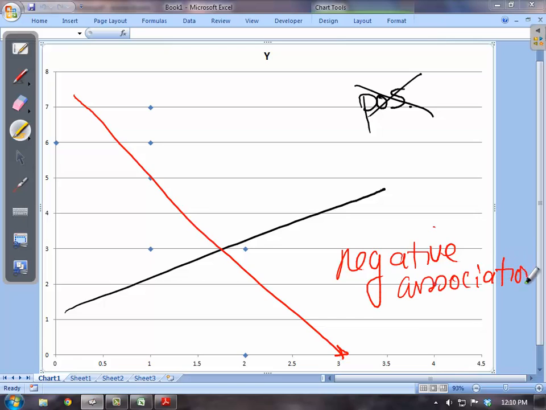Negative direction. Okay, and then are these close together? I'm going to say not so much. So this is pretty weak. This is a weak correlation. What we're looking for when we do the computation is that the r value is going to be pretty low.